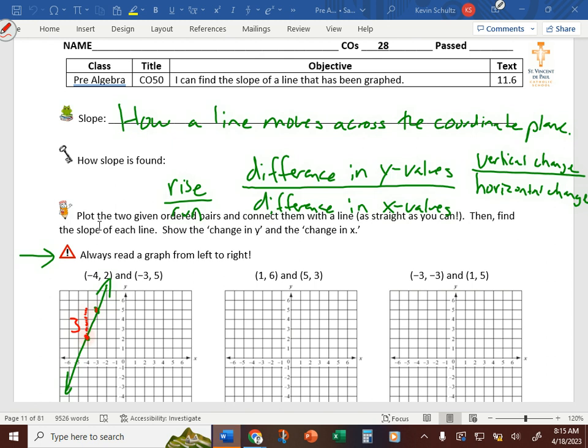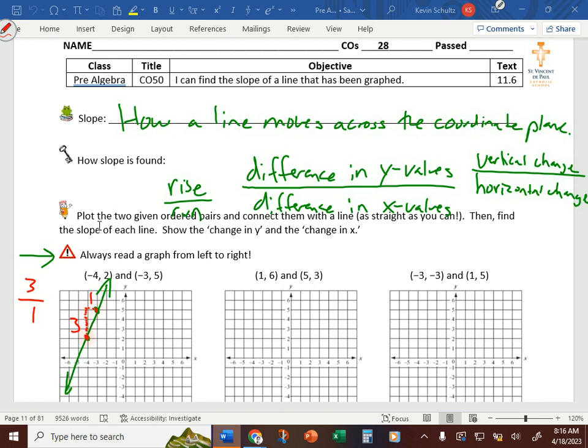And then how far do we have to go over? Just 1. Right? So the difference in the y values, 3. The vertical change, 3. The rise, 3. Right? It's all describing how we move across the coordinate plane. The horizontal change, the run, the change in x, our slope is 3 over 1. Okay?